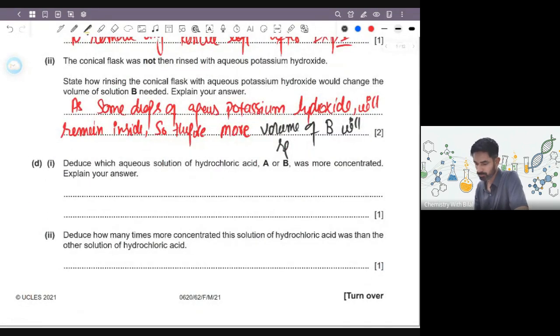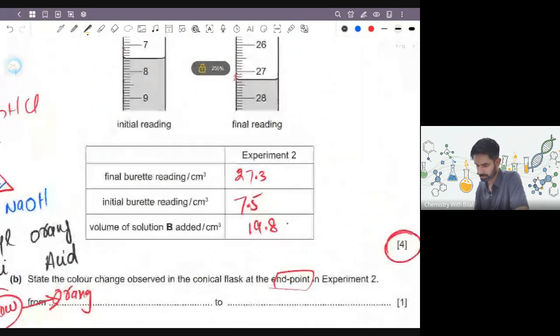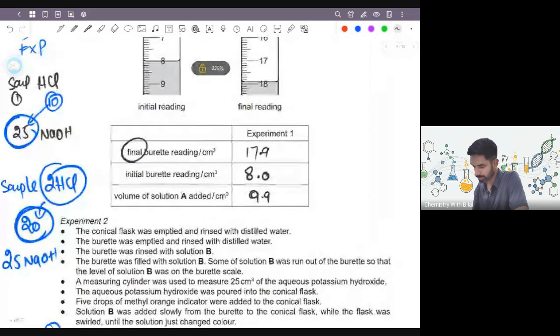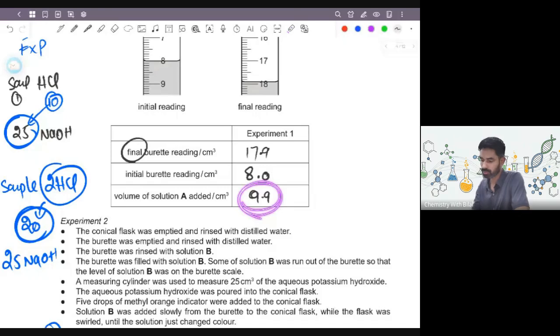Deduce which of the aqueous solution of A or B was more concentrated. तो ये हमने बात पहले डिस्कस कर ली थी. Now to reach the end point, this much volume of B was required, and with A we need 19 parts. So which is more concentrated, sample A or sample B?